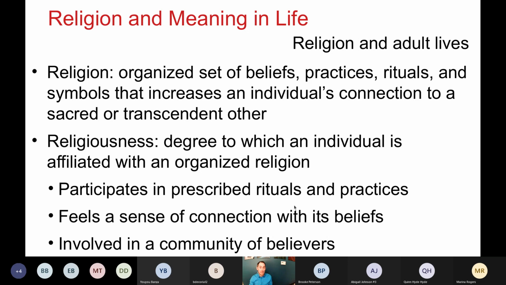Now with this, also, if you feel a sense of connection with its beliefs, you might not be involved in the rituals. So one person that's involved in the rituals but doesn't really feel a connection with its beliefs might rank at the same level as someone who isn't involved in the rituals but feels a strong connection with the beliefs. Then someone who both feels that connection and is doing the rituals would probably rank higher in religiousness.